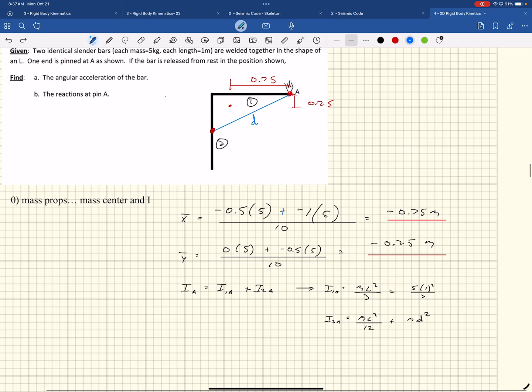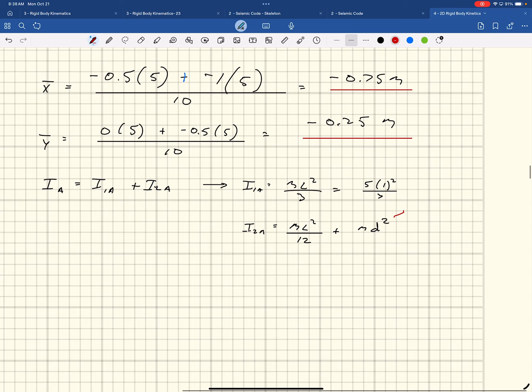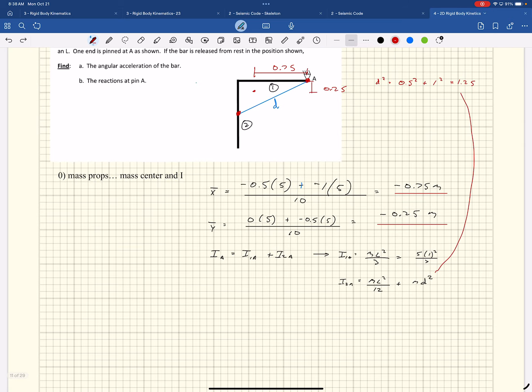That d squared is going to be equal to 0.5 squared plus 1 squared. So this here is 1, this is 0.5. It's 0.5 squared plus 1 squared is what that d squared is, that's 1.25. I'm just going to leave it as d squared right here. Draw an arrow here. That's 1.25.